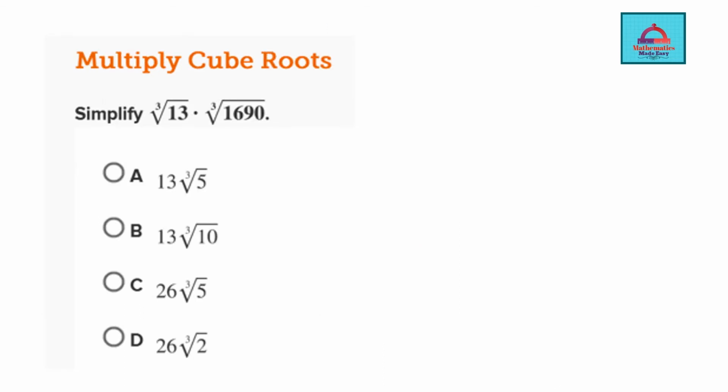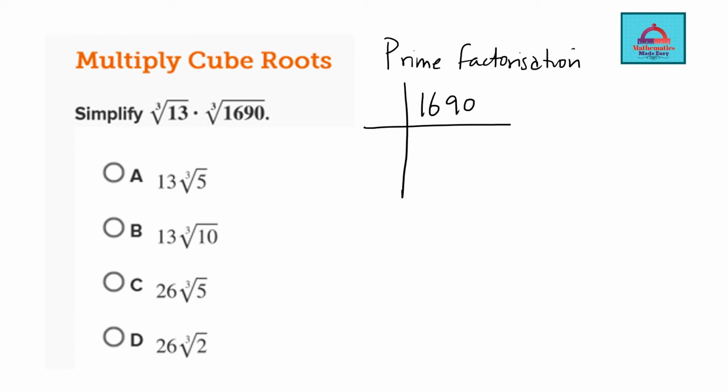Let's do a question on multiplication also. So in multiplication, we are going to use the same concept of prime factorization to get to the cube root. And here you see that two radicals are multiplied having the cube root. So we have to do the prime factorization of 1690.